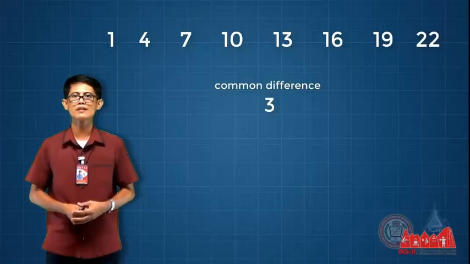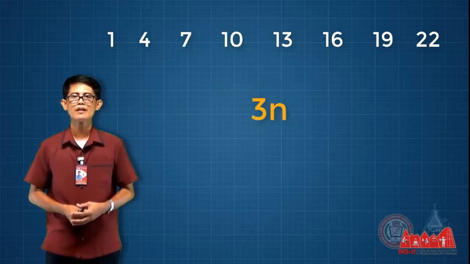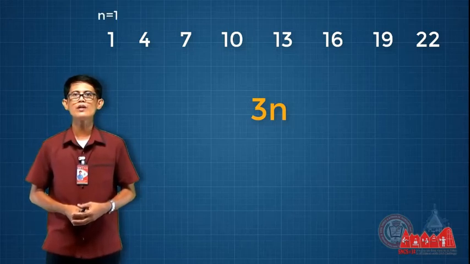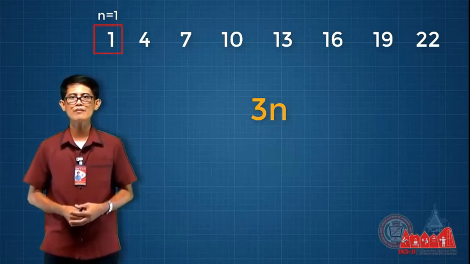Because we have a common difference 3, we can use this right away as a multiplier to n. So our initial expression is 3n. Let's check the first number. Let us verify if our expression works. If n is 1, we have 3 times 1. Is it equal to the first number? No, it's not. How about the second number?